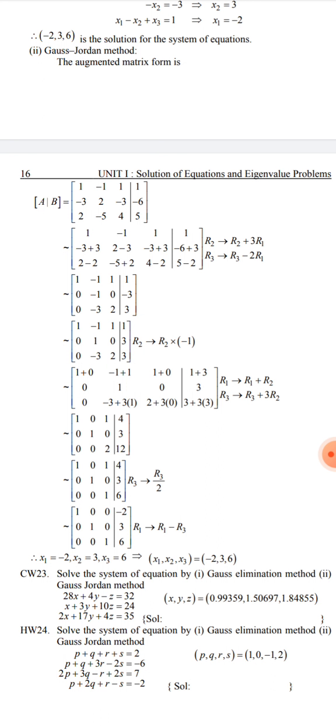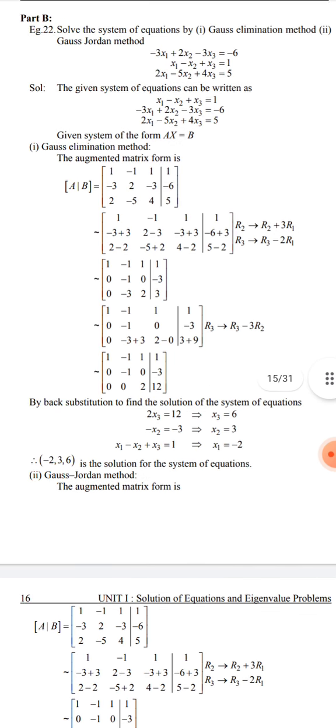Here I am getting the identity matrix. So by direct substitution you can give x1 is equal to minus 2, x2 is equal to 3, and x3 is equal to 6. So this is another method to solve those simultaneous equations, the Gauss Jordan method. This is a very easy method.